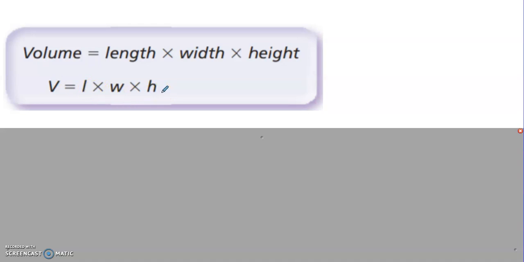Because sometimes letters mean many different things. In this case, V is standing for volume, so that's why it's capitalized. Where the length, width, and height, that changes. So that's one way of looking at it.